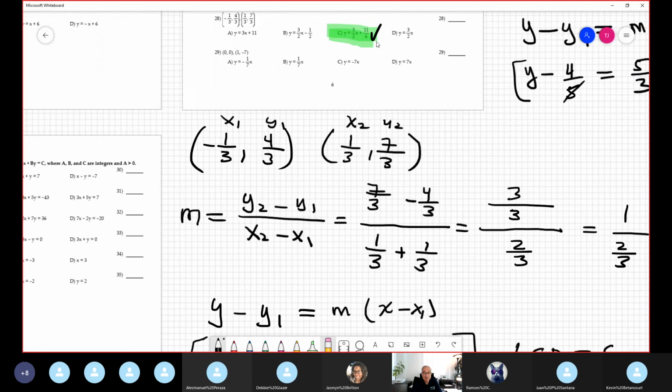29 is very straightforward. Because when one point is the origin 0,0, I know that my equation looks like y equals mx, because b disappears. B is 0, b does not exist. Okay, now what about the slope? Using common sense and no algebra. We have a point here, 0,0, and we have another point that is 1, -7. 1, -7, I suppose here.